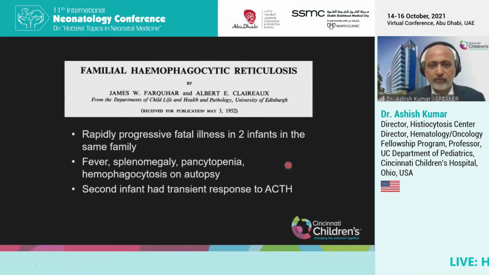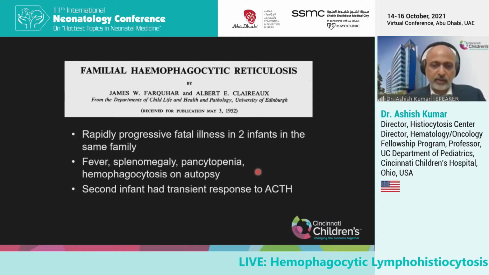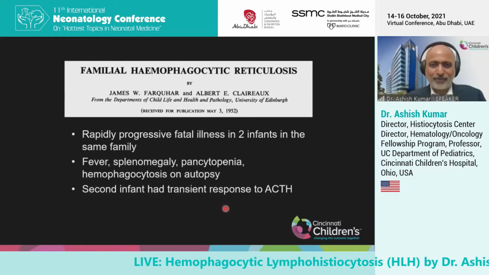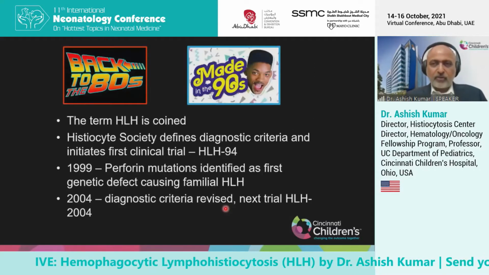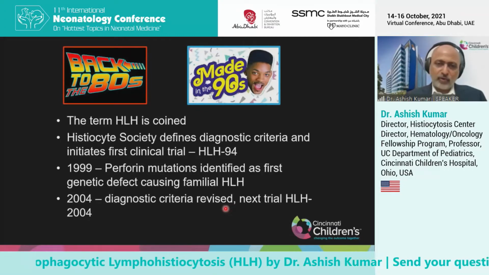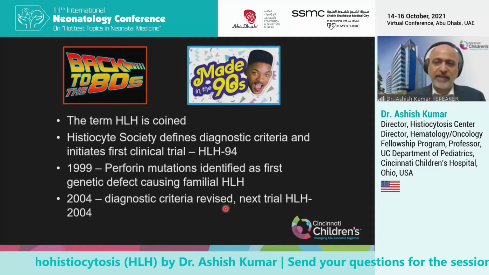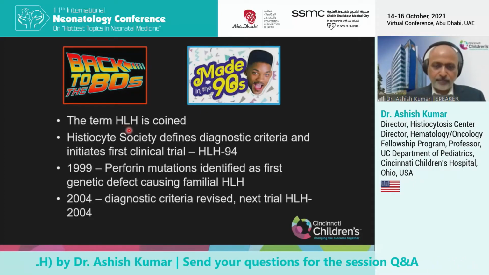And it was a few years later that it was found that this could be familial, when two infants in the same family were described who had similar features. This was in the 1950s, when these drugs that we have nowadays did not exist. And so this has been known for a while, but then finally the Histiocyte Society came together and in the 80s and 90s came up with this terminology of HLH.